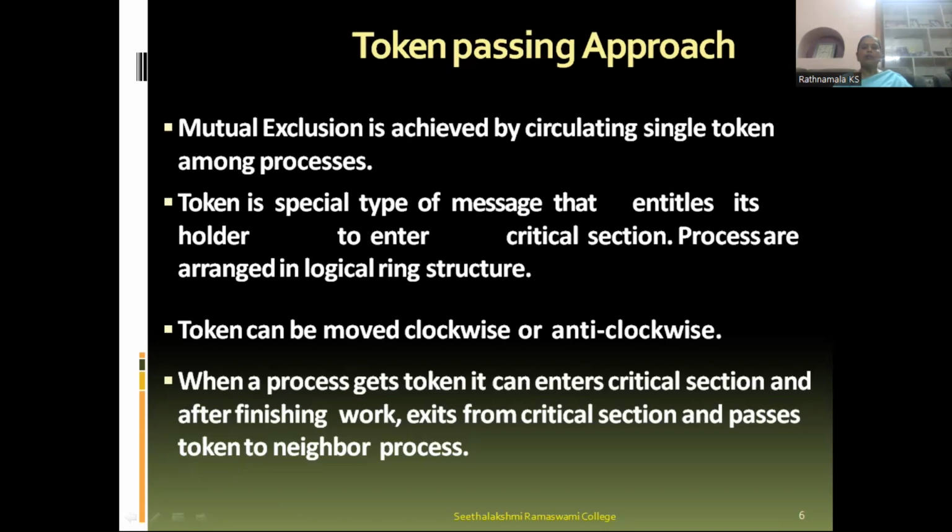The token can be moved either clockwise or anti-clockwise; both directions are permitted. When a process gets the token, it can enter the critical section, and after finishing the work, it exits the critical section and passes the token to the neighbor process, indicating that it has completed. If anybody else requires it, you can simply pass the token. In this way, by means of the token passing approach, mutual exclusion is achieved.